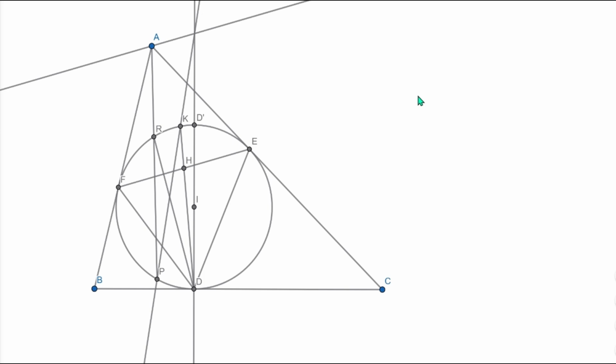And now we want to show that PK and D prime meet on this line here. Now, the second key step in proving this intermediate result is to take the pole and polar dual with respect to this circle. And what do I mean by pole and polar dual?